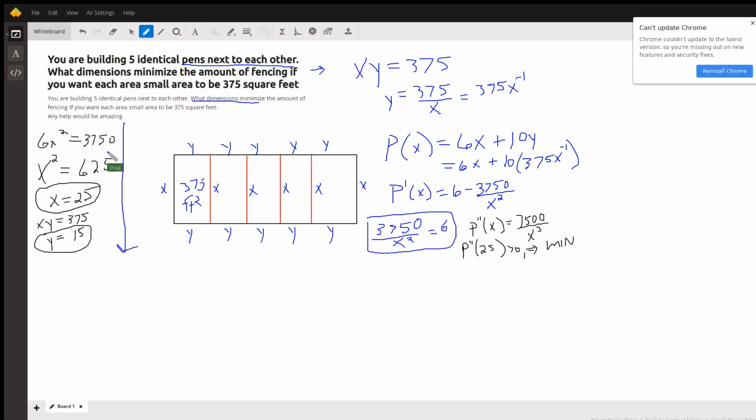6x squared equals 3,750. Divide by 6. Take the square root of both sides. x is 25. And if xy equals 375, y equals 15.